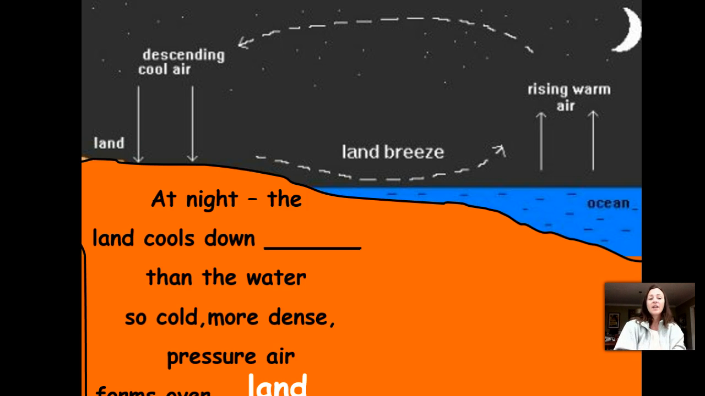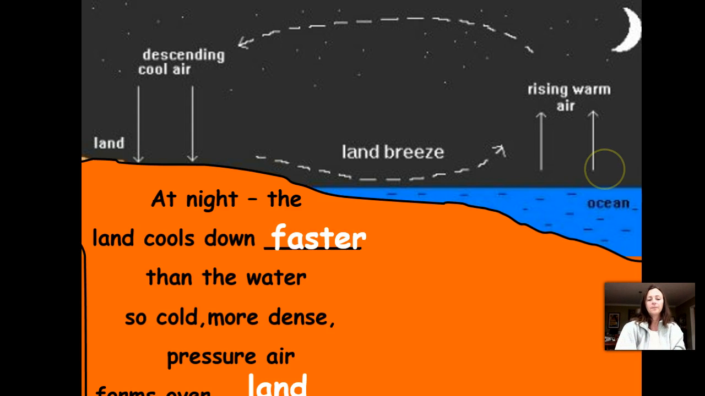So when we have the land cooling off, the air above it will be cool too, and that will create sinking air or a higher pressure. Now, because the water has a higher specific heat, it holds that heat in. So it's going to be the warmer of the two at night.